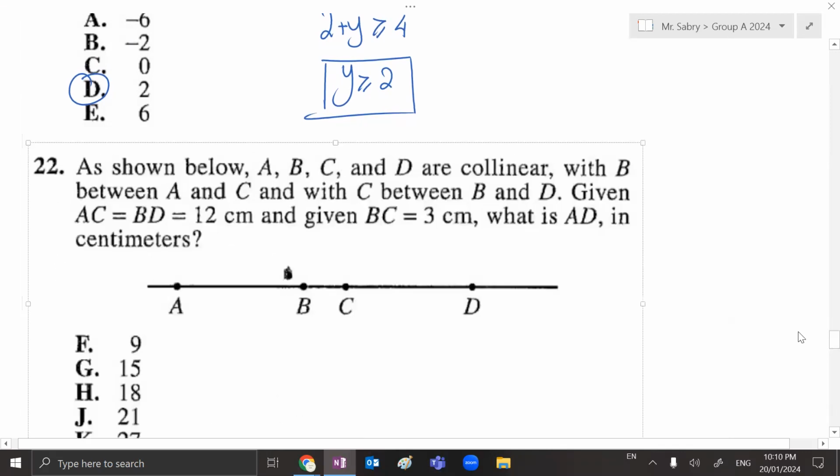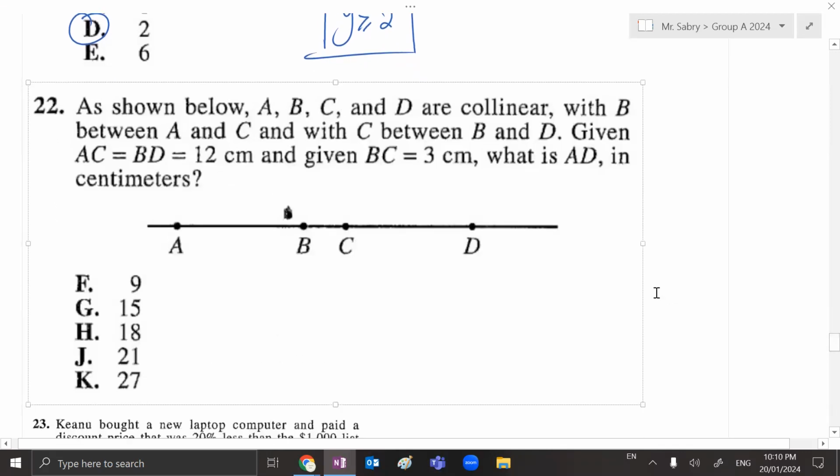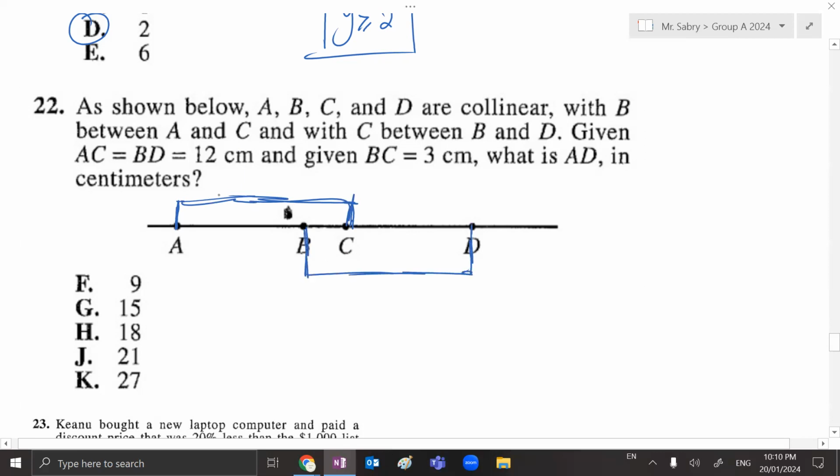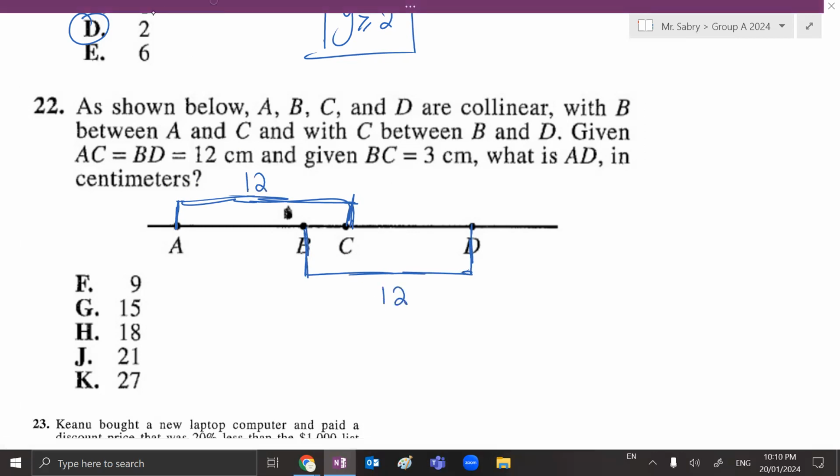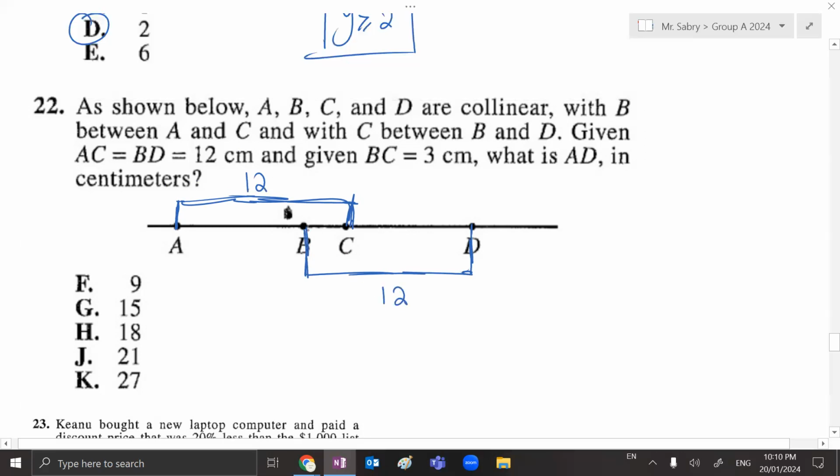22. As shown, A, B, C, D are collinear, which means they're on the same line. That's what the word collinear means. Given that AC is equals to BD, I'll just highlight those. You see, I'll highlight them this way. AC is equals to BD, so I'll highlight this one in the other direction here. And they're both equals to 12, so that's 12 and that's 12. And then BC is equals to 3, so this tiny little piece is 3.